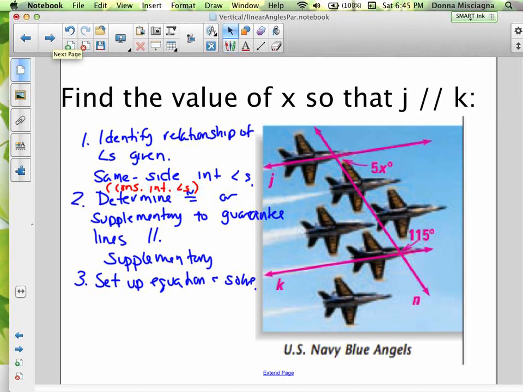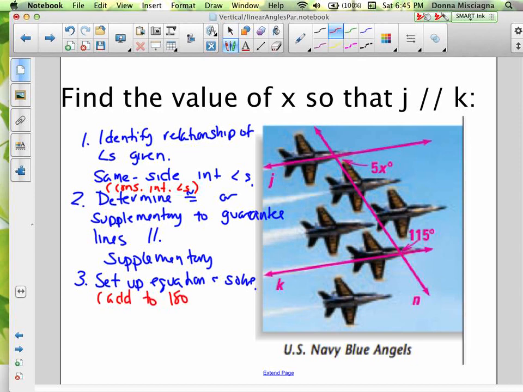Right, so once you know the type of angles you're dealing with, you want to identify the relationship. Are they congruent or are they supplementary? Determine if congruent or supplementary to guarantee the lines parallel. Well, to guarantee our lines are parallel, our consecutive interior angles, of course, have to be supplementary. So now we can set up our equation and solve. And if our angles have to be supplementary, that means they have to add to 180 degrees. So that means that 5x plus 115 equals 180 degrees.